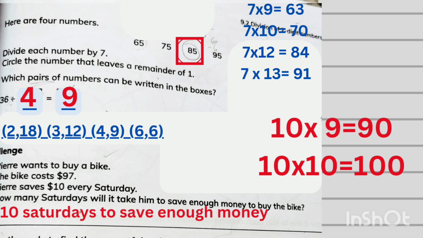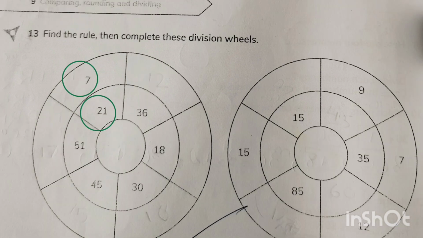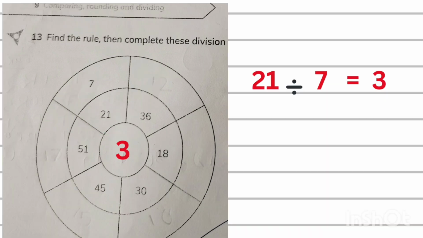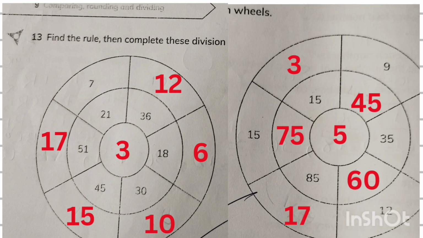In the next question, we are given two circles. Let's look at the fourth circle. 7 and 21 are the only two numbers that are given together. All the other numbers have only one number. So let's try to solve these numbers. 21 divided by 7 is 3. So we know that the central number is 3. Now we can solve the rest of the numbers by using the same pattern. And in this way, you can solve the other circle too.